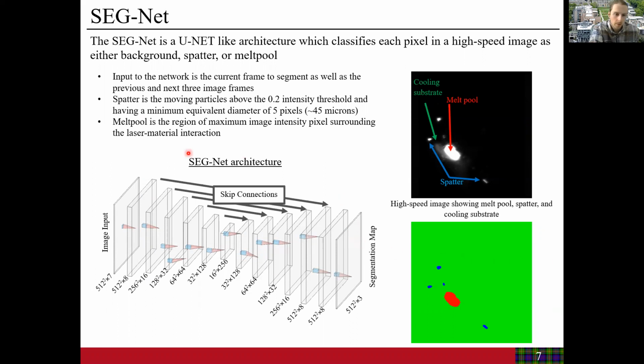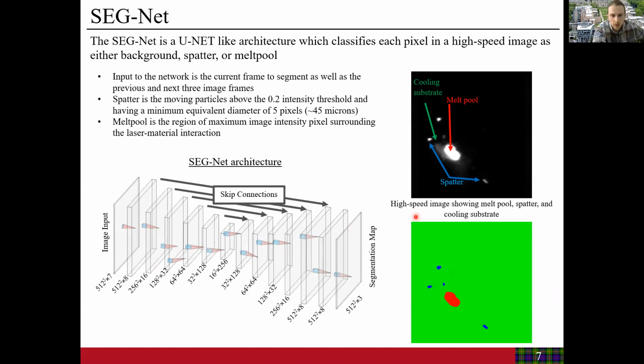On the bottom left here, we show the architecture for the SegNet model. Given an image input, which is the current image frame to process, as well as the previous 3 and subsequent 3 images in the high-speed image video, we process that, and then it outputs a segmentation map. We process this at the native 512 by 512 resolution, and the U-Net processes the images at multiple scales to enable the convolutional layers to have a larger receptive field.